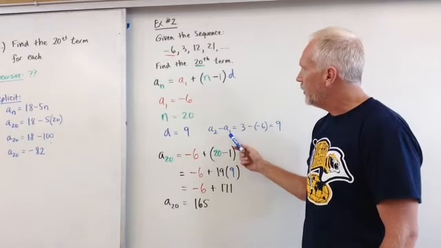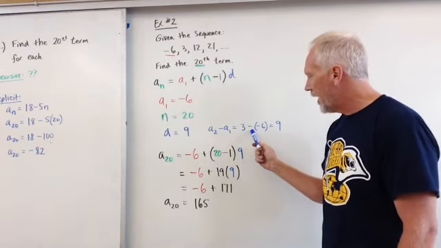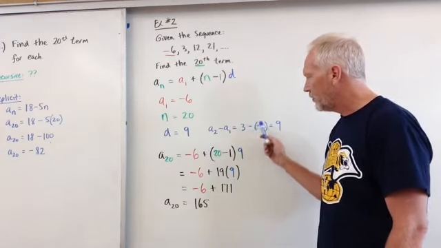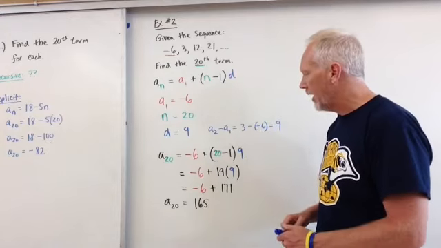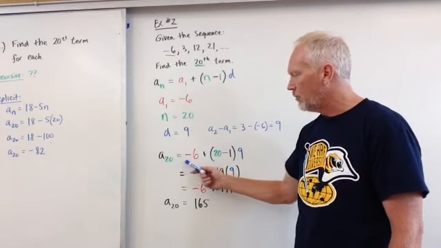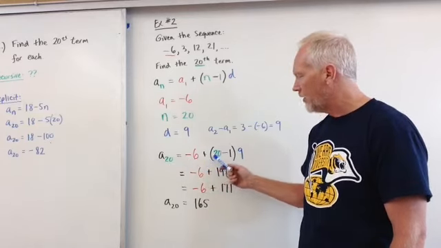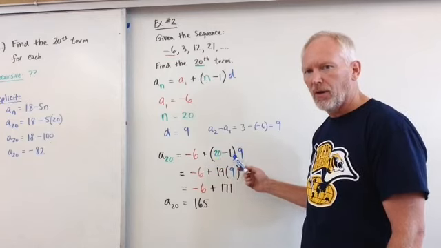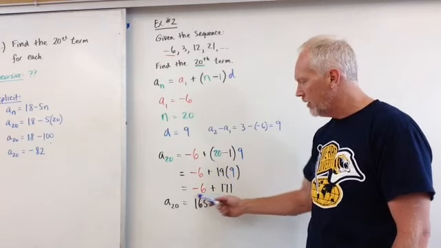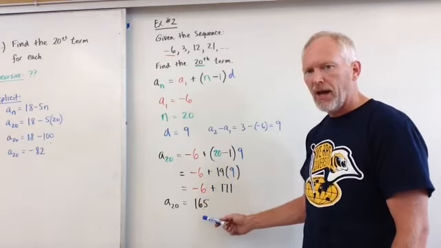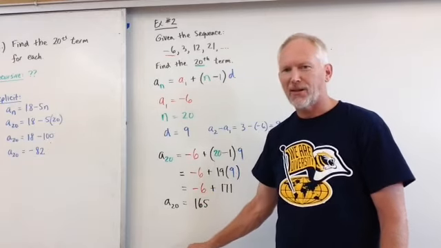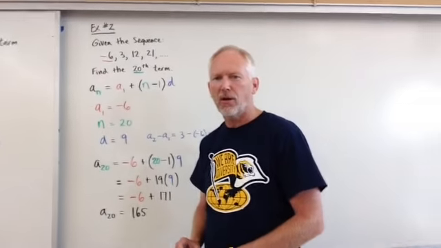D, well, we need the common difference, so we take a sub 2 minus a sub 1. And if we take 3 minus negative 6, we get 9. These negatives turn into positives, and then we get 9. So we have a sub 20. We can fill everything in, substitute the information. A sub 20 is negative 6 plus 20 minus 1 times 9. We get negative 6 plus 19 times 9, negative 6 plus 171, and then we finally do the calculation, and a sub 20 equals 165.